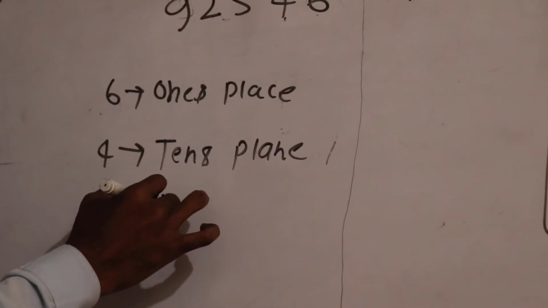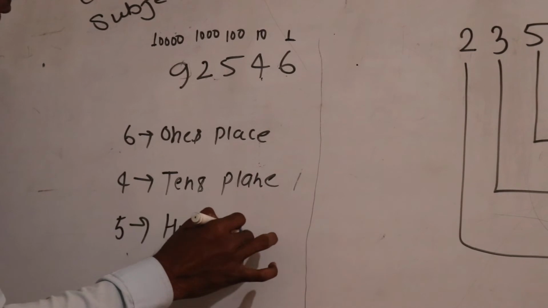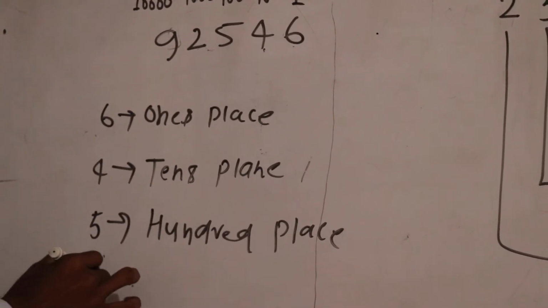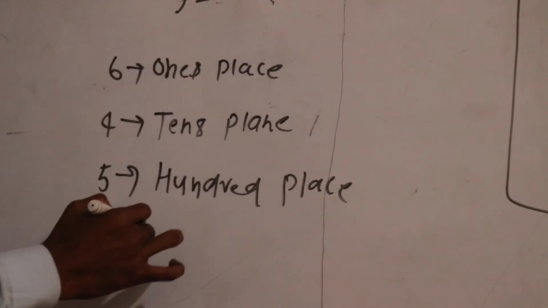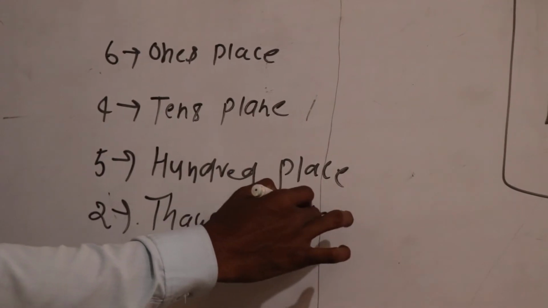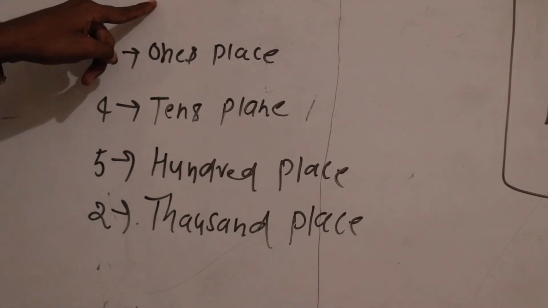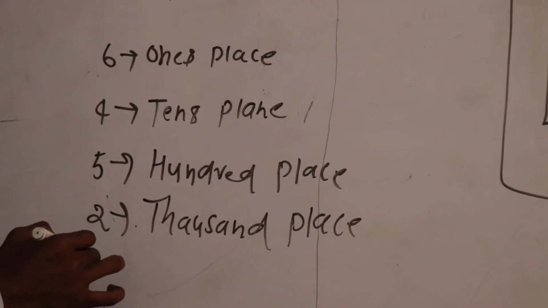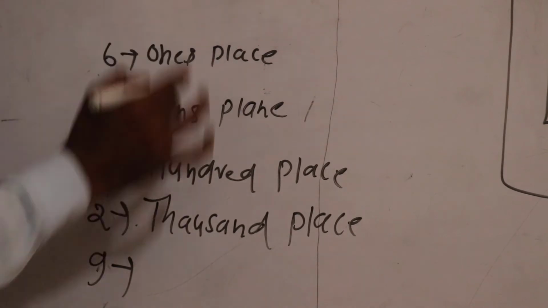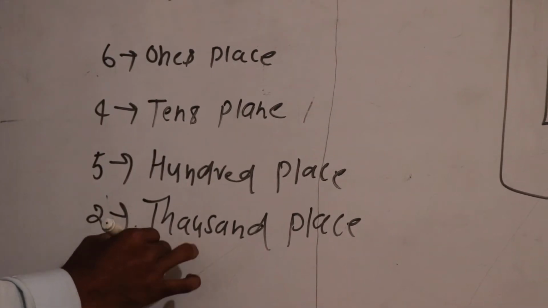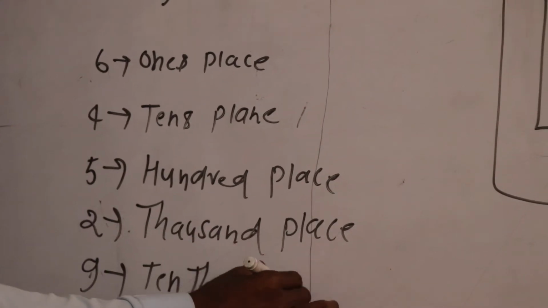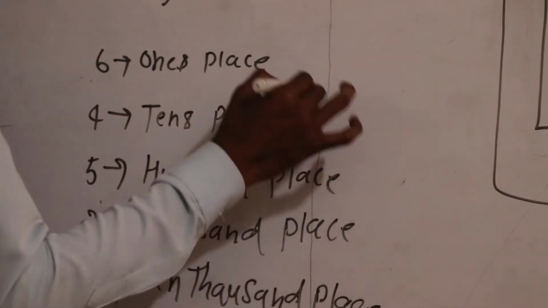100. Good. Hundreds place. And 2 is which place? 1000. Good. Thousands place. And 9 is the 10,000 place. Good. 10,000 place. It means what?